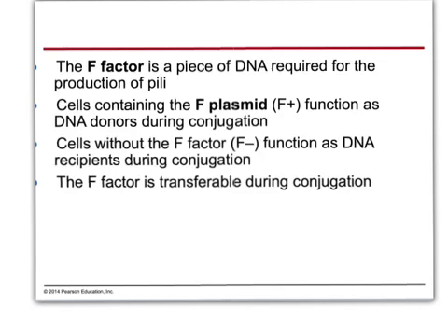In bacteria, DNA exchange is one way, always going from F plus to F minus. Okay? And when this occurs, the F factor is transferable. So what's going to happen to the recipient cell after conjugation? The F plasmid is going to be transferred to it. It's going to become an F plus cell. Okay?